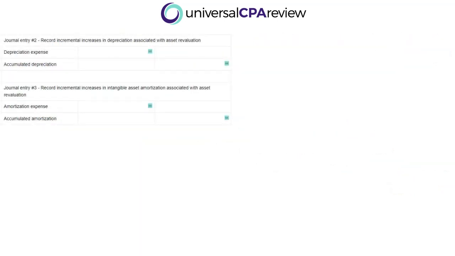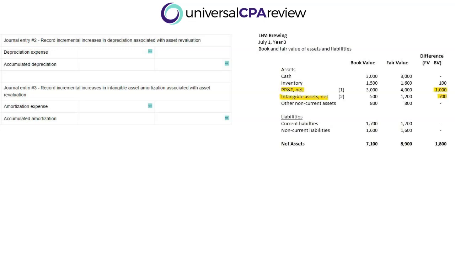So there are 2 other journal entries that we need to tackle, and they're fairly insignificant in comparison to what we just went through, but it is something that we need to focus on. So remember how we made the adjustment to fair value for the difference between the book value and fair value?